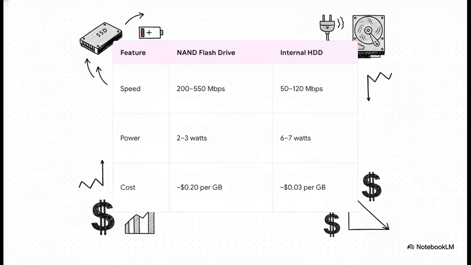File copy speeds leap from a sluggish 50 to 120 megabits per second on a traditional hard disk, all the way up to 550 on a standard NAND flash drive. Even better, SSDs average just 2 to 3 watts of power draw, which is less than half of a mechanical drive. That exact efficiency is why swapping to an SSD literally instantly gives your laptop a longer battery life. Now, the trade-off, historically at least, has been cost and total capacity, with SSDs costing significantly more per gigabyte, though, to be fair, that gap is rapidly closing.